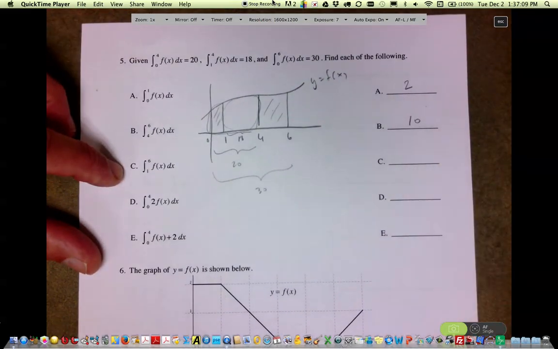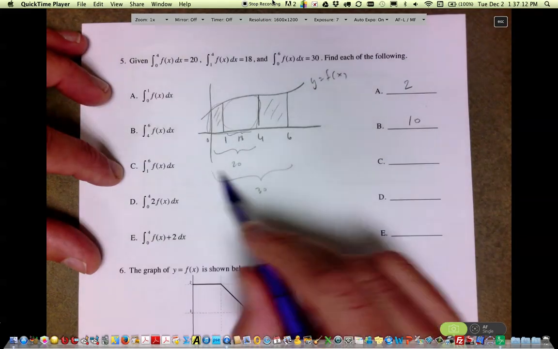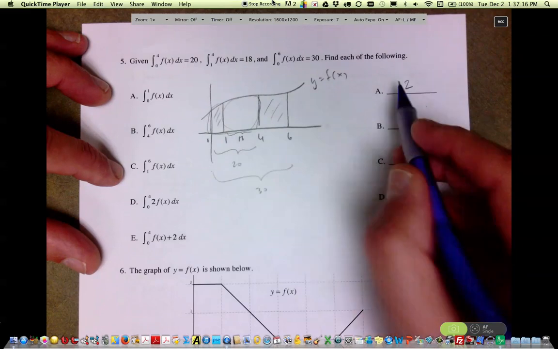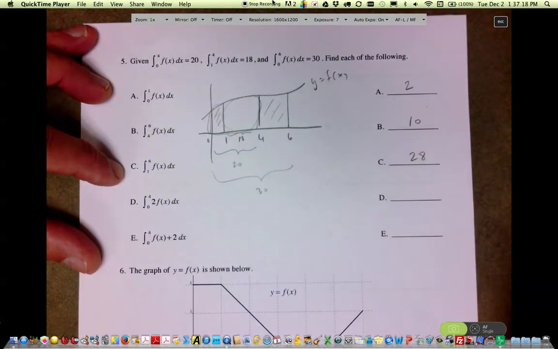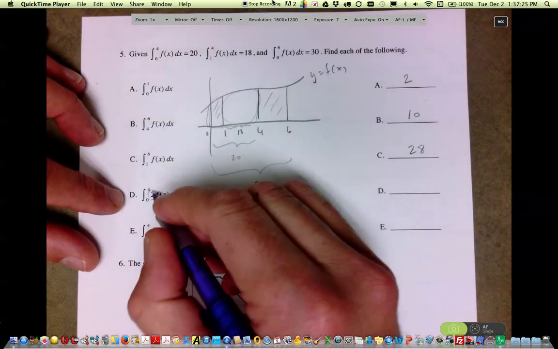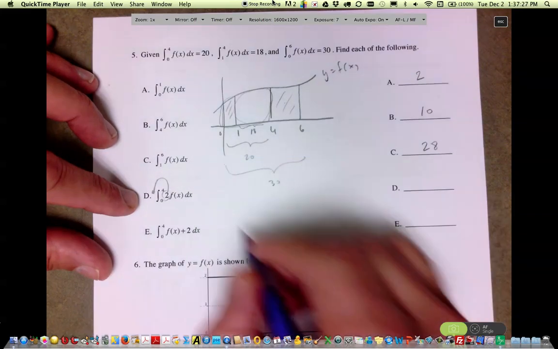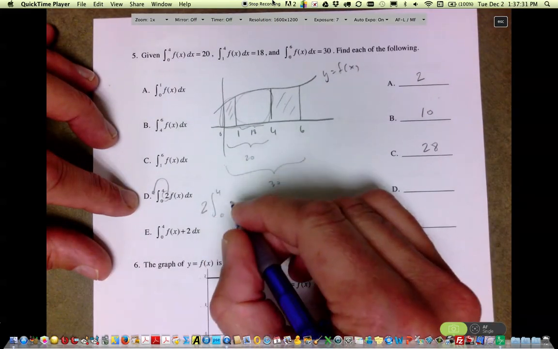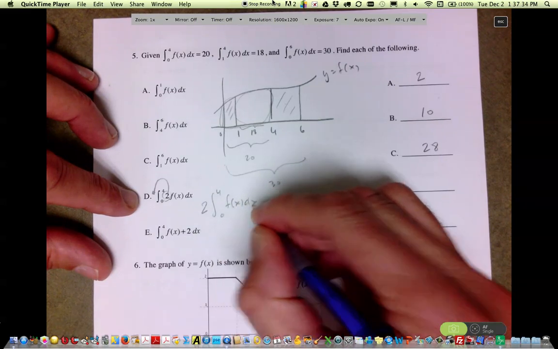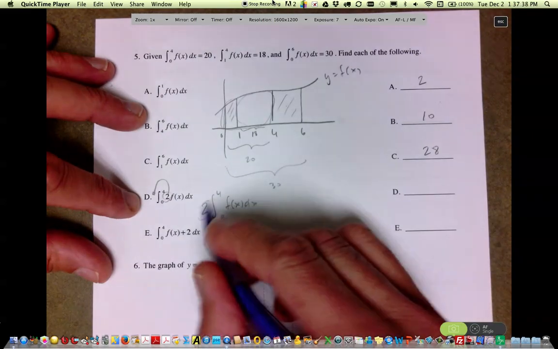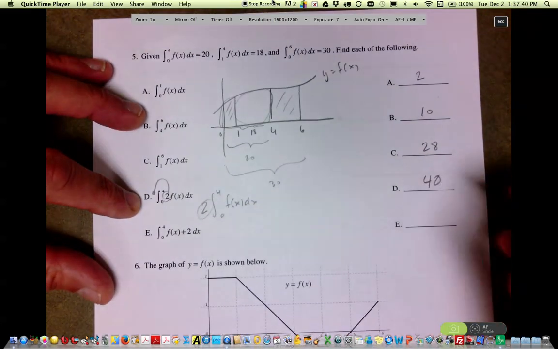Then from 1 to 6, from 0 to 6 is 30. We found out from 0 to 1 was 2. This is going to be 28. Then we got this rule: there's a constant in here. That constant can be pulled out, and this is the same thing as 2 times the integral from 0 to 4 of f of x dx. The integral from 0 to 4 we were given is 20. We're just going to multiply that by 2 and get 40.